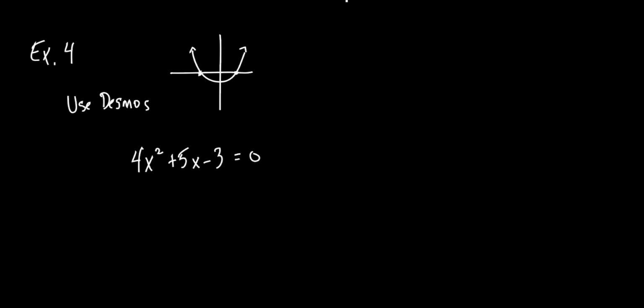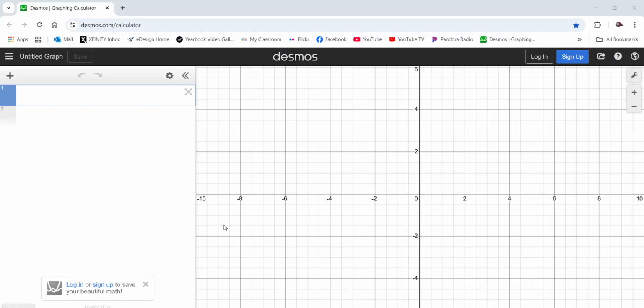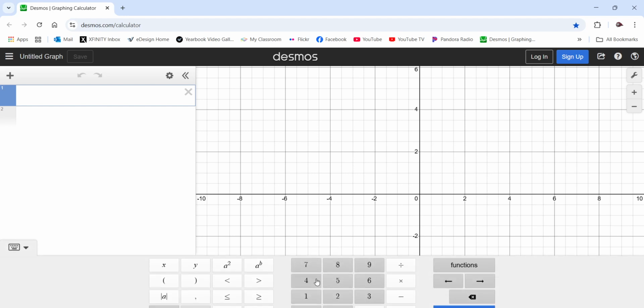But let me set up my little recording thing so it records the Desmos. There we go. All right, so let's put it in here. So 4x squared. Have you guys used this yet?